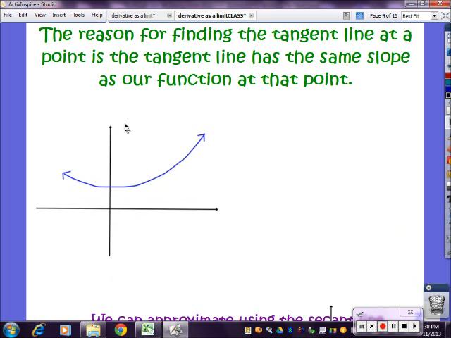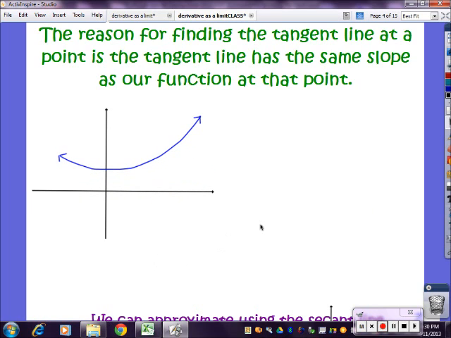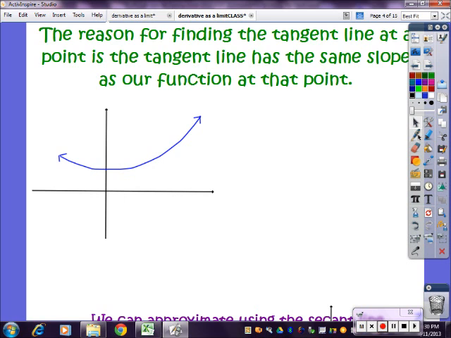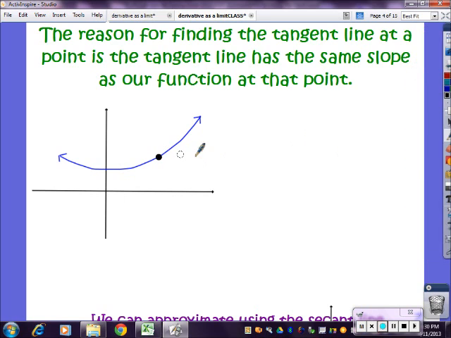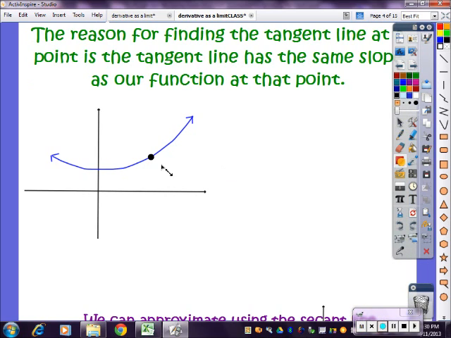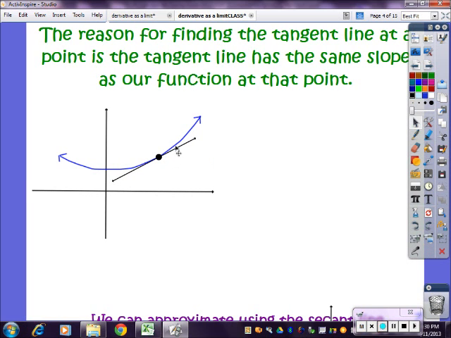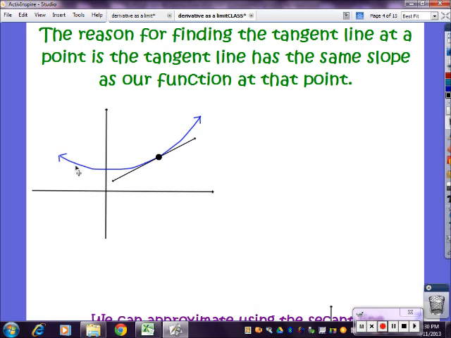So if we have a function that's a curve, remember the tangent line is a line that only touches the curve at one point. If I drew an example, there would be my point, and the tangent line would only touch my curve at that one point. And it just so happens to also have the same slope as my curve at that point. Since the curve is not linear, I can't just count rise over run to find the slope. So if I want to find the slope, I use the tangent line.